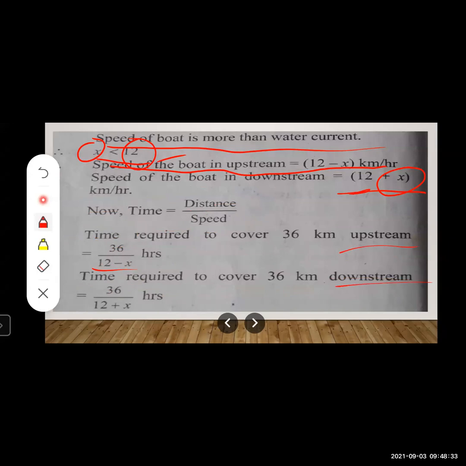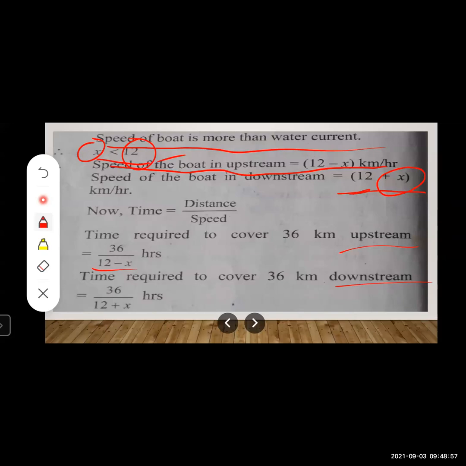Now you have the time for the upstream also, downstream also, right? But what is the condition given? The total time to go up and down, means the total time to go upstream and downstream, is what? 8 hours. So what are we going to write in the next slide?